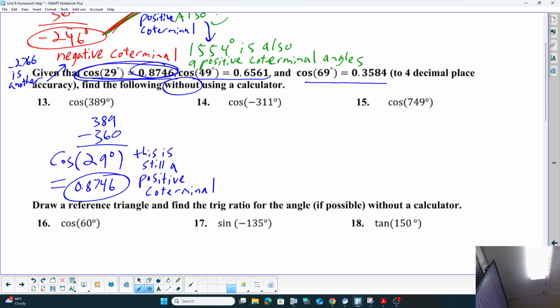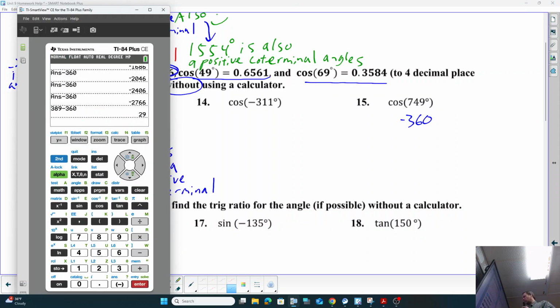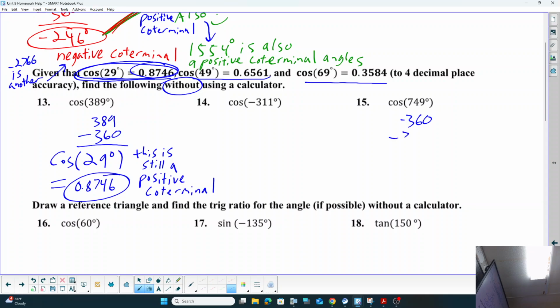This one you might have to minus 360 twice. Maybe. So 749, I'll let you do this one. So minus 360. And do we have to minus it again? Yep, minus 360 again. Gives you 29 again. Same answer. So you have to minus 360 twice on that one. And then this one, you're probably going to have to add 360. Add negative 311 plus 360.